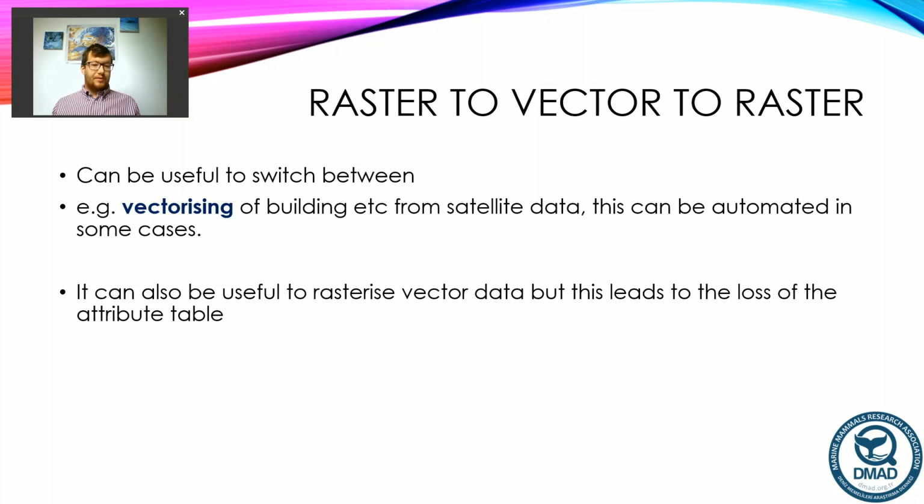It can also be really useful to rasterize vector data. This is where we're taking our vector data, and then we might use interpolation to make a raster. Like I said, with the weather stations, if we did this with precipitation, then that would mean we'd lose all the other data that we had for that weather station. So we would lose the information about wind, for example.